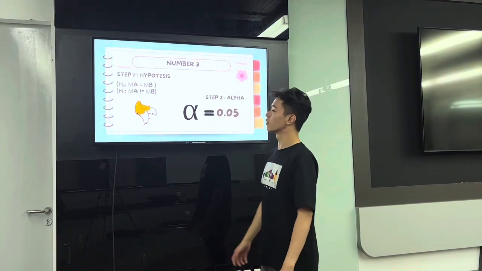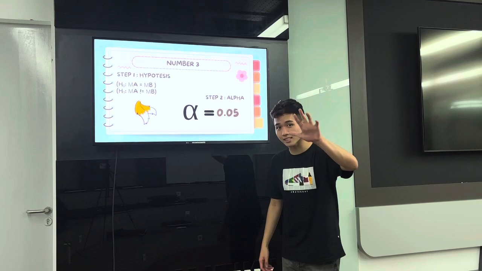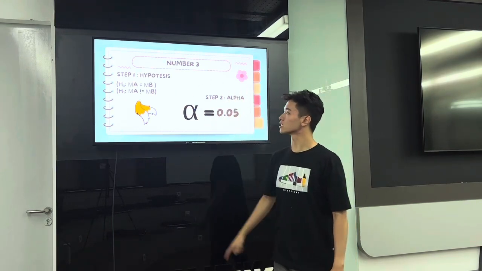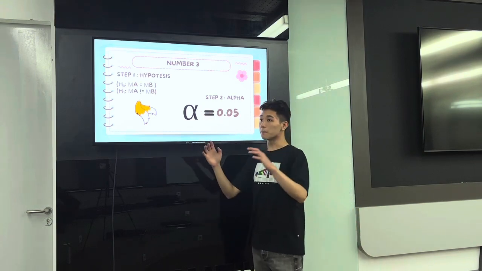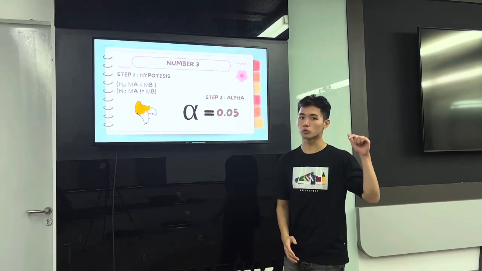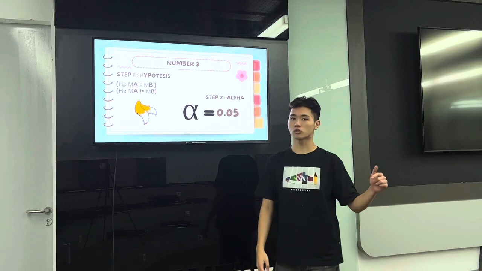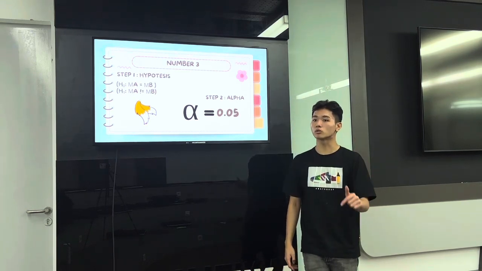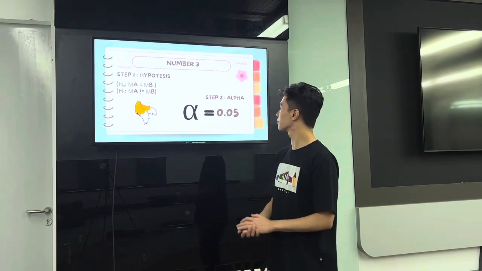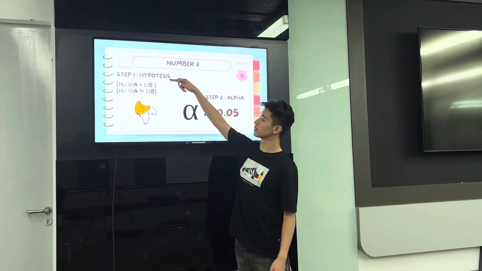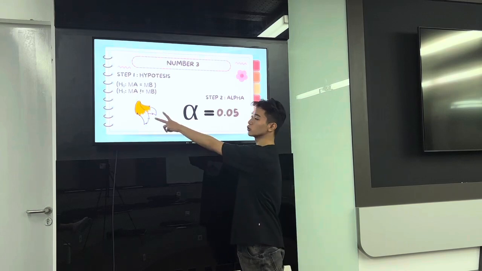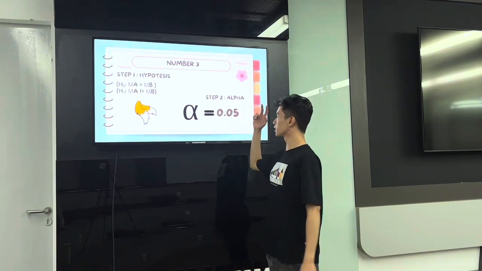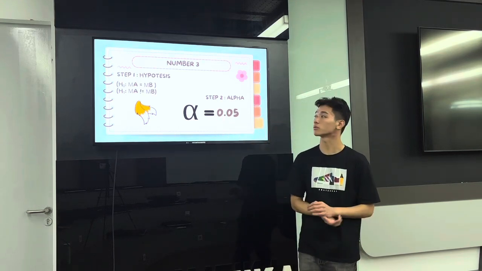Okay, do you guys still remember the 6 steps before? We need to declare the hypothesis. So the null hypothesis is mu Team A is equal to mu Team B, and the alternate hypothesis is mu Team A is not equal to mu Team B. And because of this case, we are going to use a two-tailed test. The second step is we need to find the alpha, and we know the alpha is 0.05 from the question before.